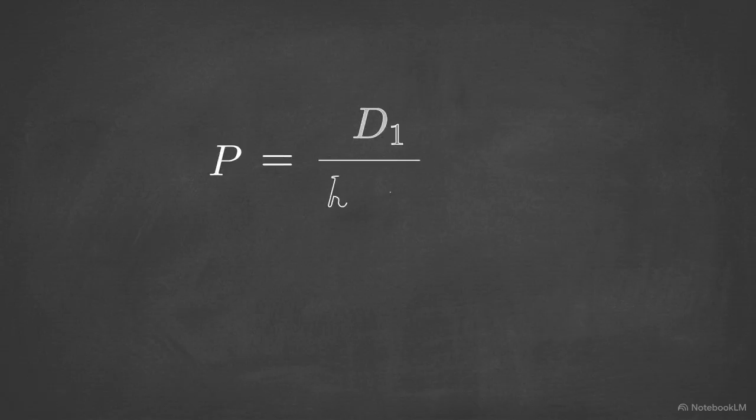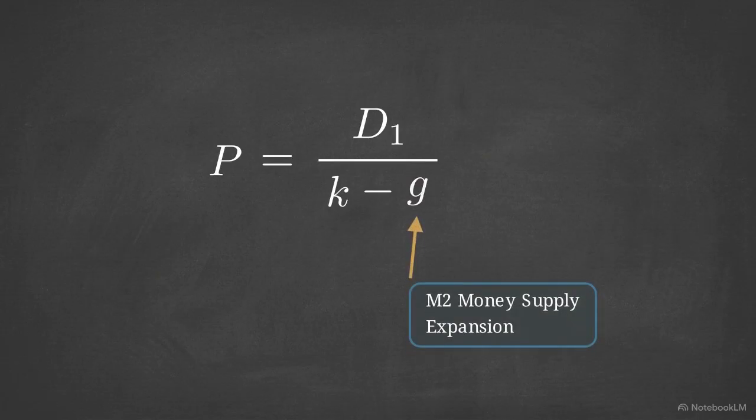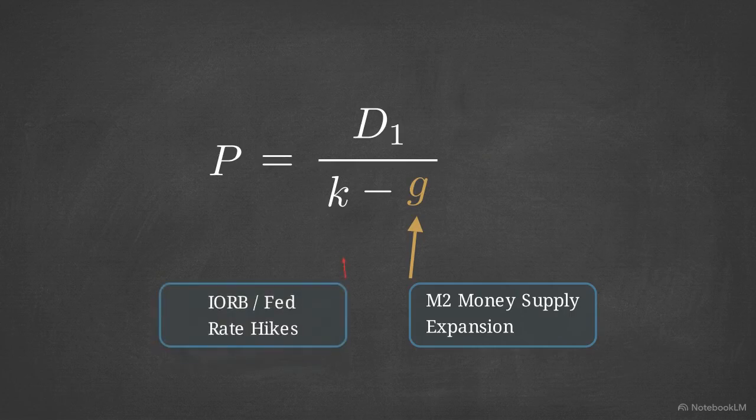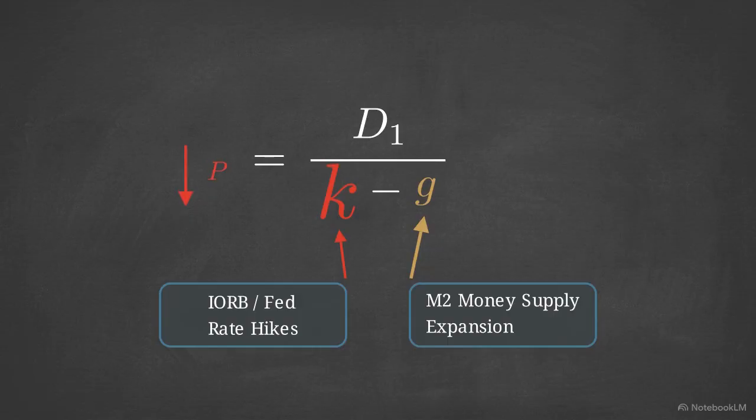We can connect these macro mechanics back to the investor by returning to the core equity valuation formula. We can draw a direct line between M2 money supply expansion and the growth variable G. Expanding reserves spur M2 growth, which serves as a proxy for nominal GDP and inflates corporate revenue expectations. A second pipeline connects IORB and rate hikes to the cost of equity, K. These hikes increase the risk-free rate, raising the required return and putting downward pressure on valuations.